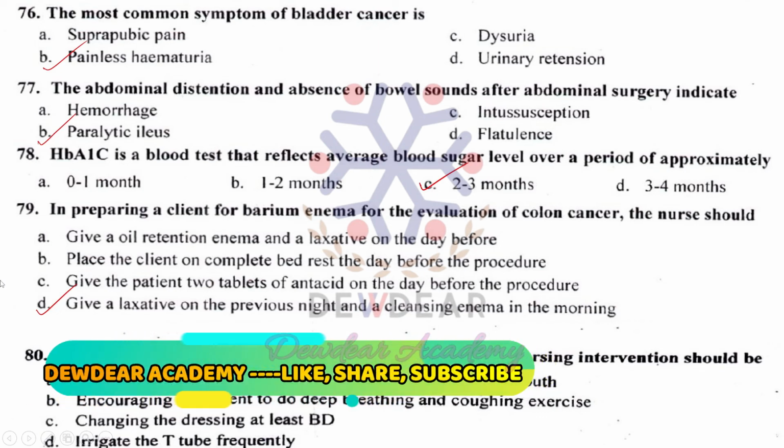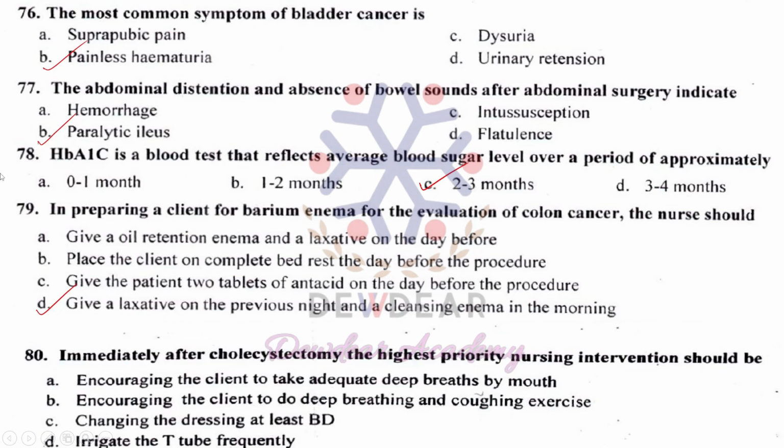The highest priority nursing intervention after cholecystectomy is to encourage the client to do deep breathing and coughing exercise. Among the options given here, this is the highest priority intervention immediately after cholecystectomy. Option B is the correct answer here.